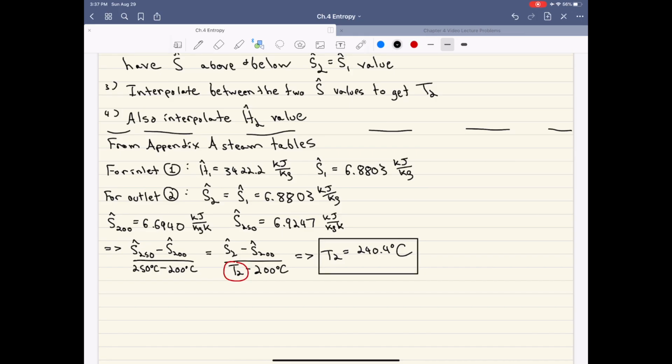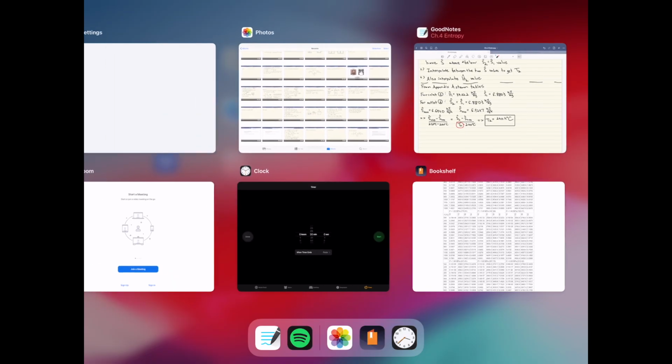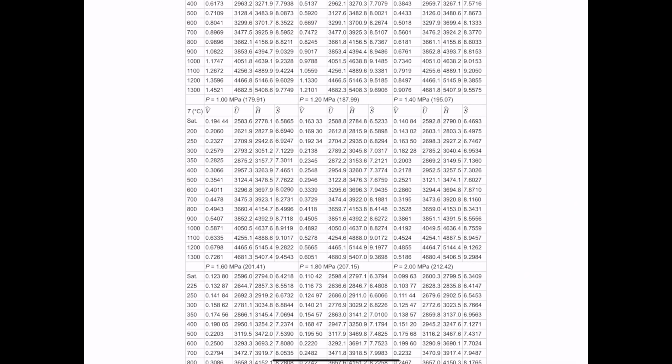Now that we know what temperature 2 is, we could go back to the steam table and we could once again set up an interpolation so that we could figure out what the enthalpy 2 value is. Okay? Alright, and so what we're going to do is we're going to look up enthalpy values at 200 and 250, and then we'll interpolate across them to get H2. So if we go back to the steam table, for 200 the enthalpy is this value, and for 250 the enthalpy is that value.